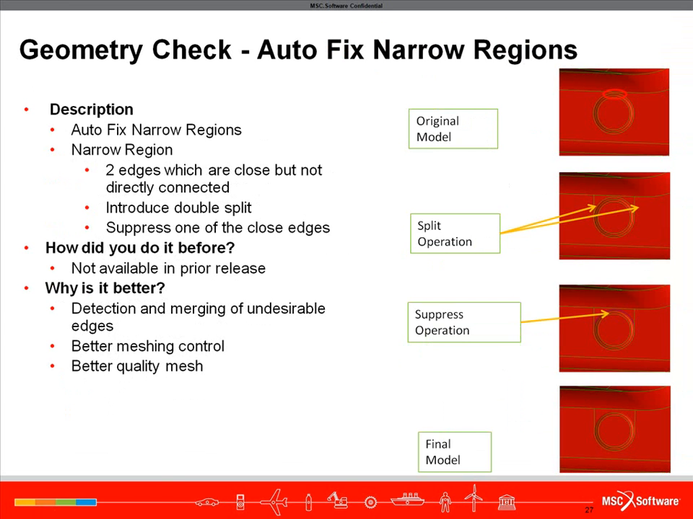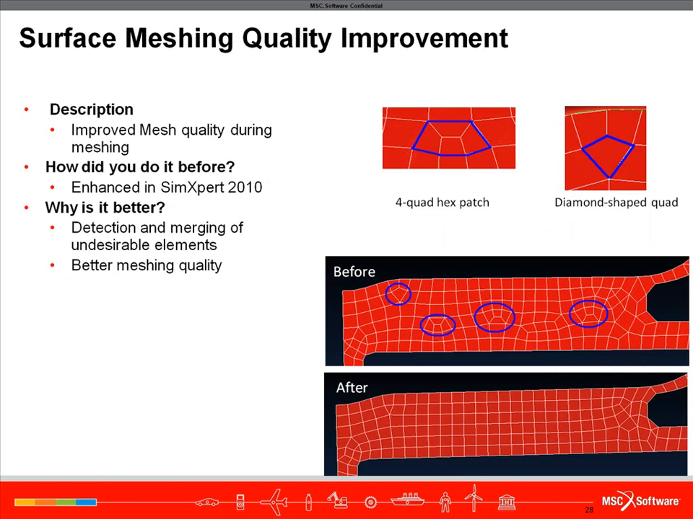Autofixing of narrow regions. Narrow regions are two edges which are close but not directly connected, and you introduce a double split and suppress one of the closest edges. Again, all of these geometry check features are provided for better meshing control and detection and merging of undesirable edges in this case.